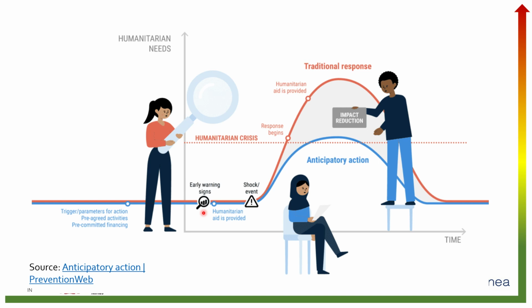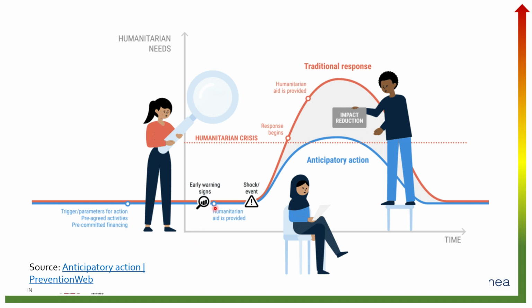This trigger would release the anticipatory actions, which could be the necessary funds to begin anticipatory action activities, with a particular emphasis on the most vulnerable. So at this point, humanitarian aid is provided, for example, distribution of provisions or cash, evacuations, or reinforcement of structures. Depending on the nature of the hazard and forecasting capabilities, interventions can be made well ahead of the shock or event, or at least earlier than the traditional humanitarian response.